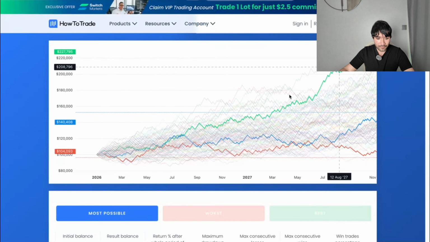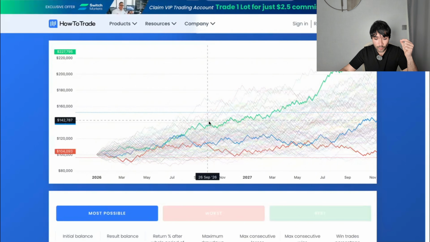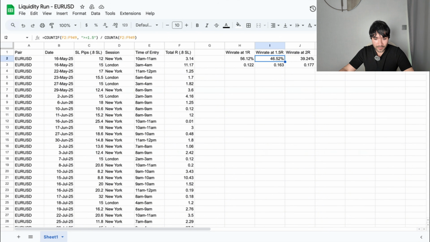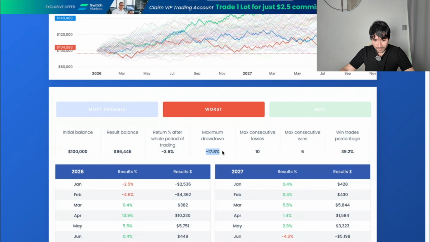We can see here, now we went from being negative on the worst case scenario to being up 4%. And that is the worst case. That is if the system is performing at a 39% win rate, which keep in mind, we have almost 47% win rate. And we face a maximum drawdown of 18%. Anything below 20% is always good. So even with the worst case scenario, that is pretty good to see.